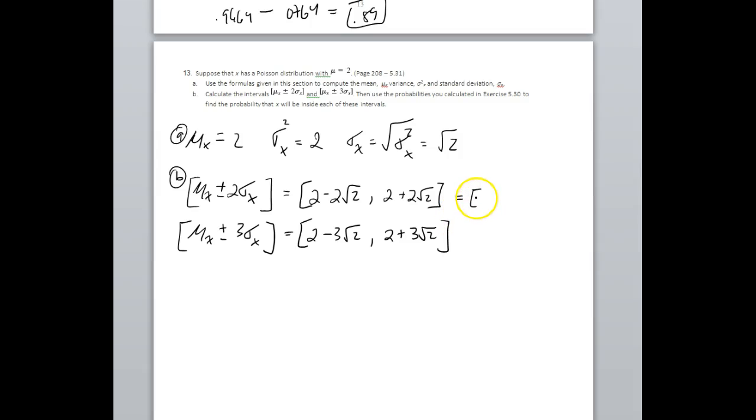Okay, that's going to be negative 0.8284 all the way to 4.8284. And this is going to be negative 2.2426 all the way to 6.2426. Either way.